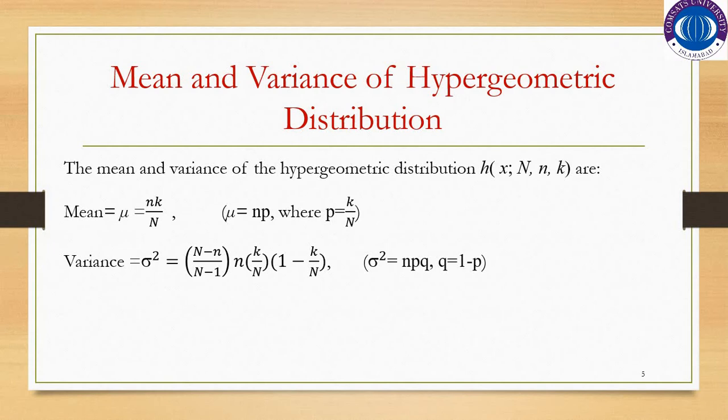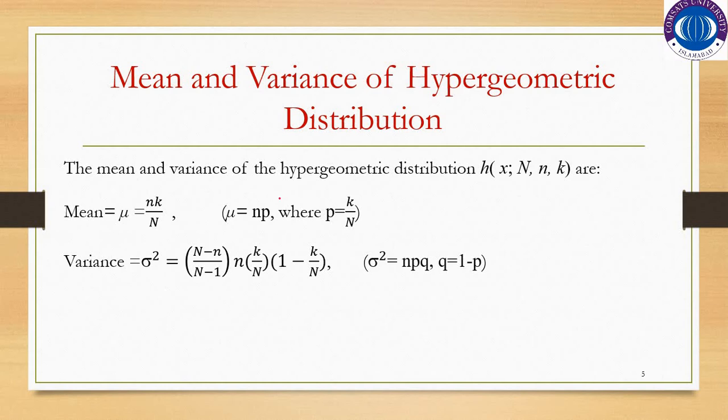Mean and variance of hypergeometric distribution. The hypergeometric distribution is closely related to the binomial distribution. The difference between them is that in binomial, the experiment is done with replacement, and in hypergeometric distribution the experiment is done without replacement.